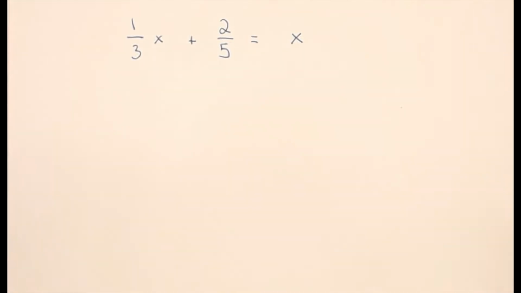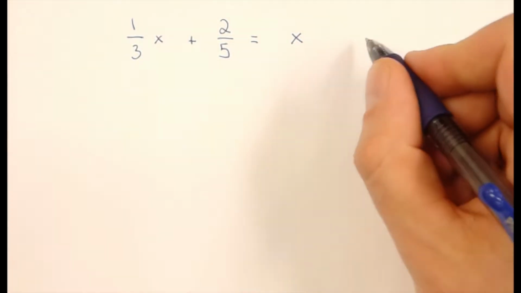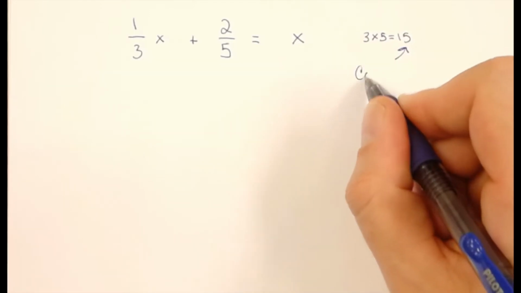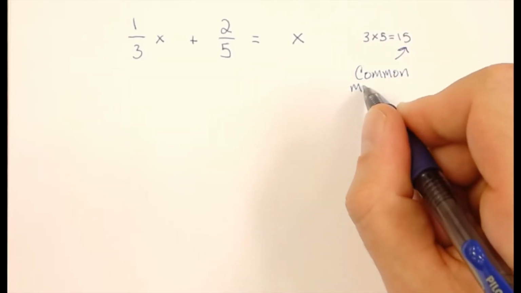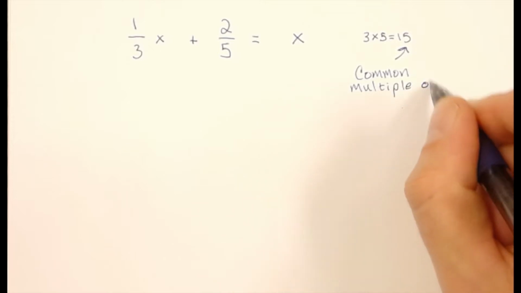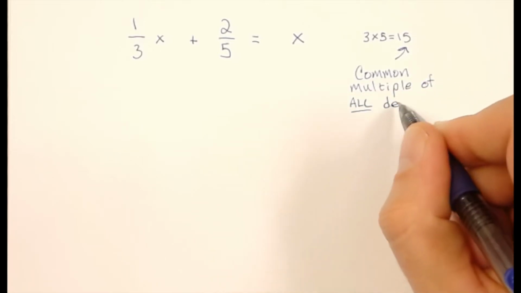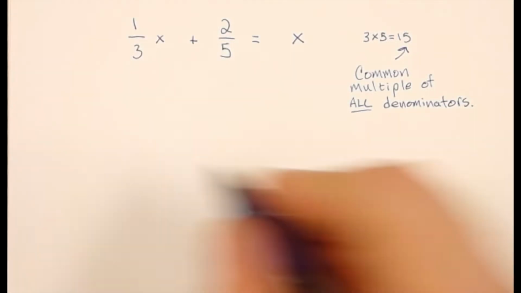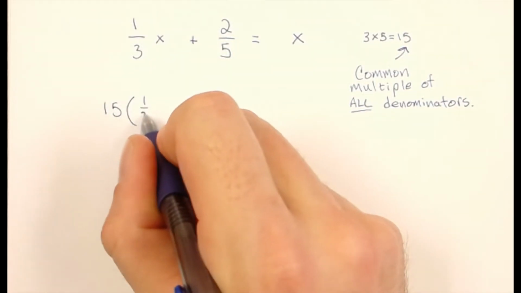All right, let's say we have an equation and there's a couple of fractions in it and there's different fractions. First, we want to find a common multiple of the denominators. In this case, we got 3 and 5. A common multiple of both of those is 15. You can always get them by multiplying the two together.